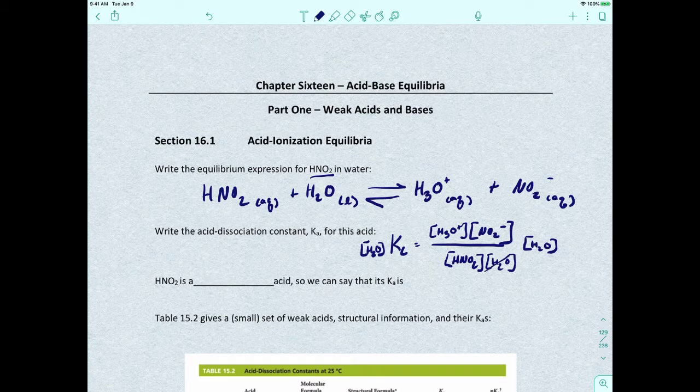we're going to get the concentration of water out of our expression on the left-hand side. If we take the equilibrium constant and multiply it by the concentration of water, that gives us a new equilibrium expression, which we call Ka. And Ka is the acid dissociation constant. Let me make a note here: acid dissociation constant.